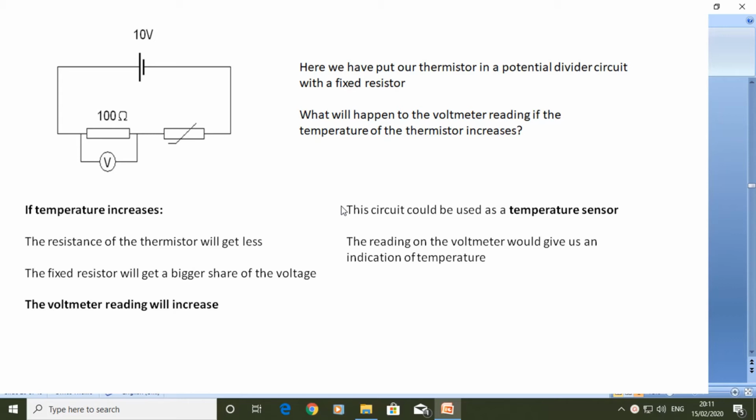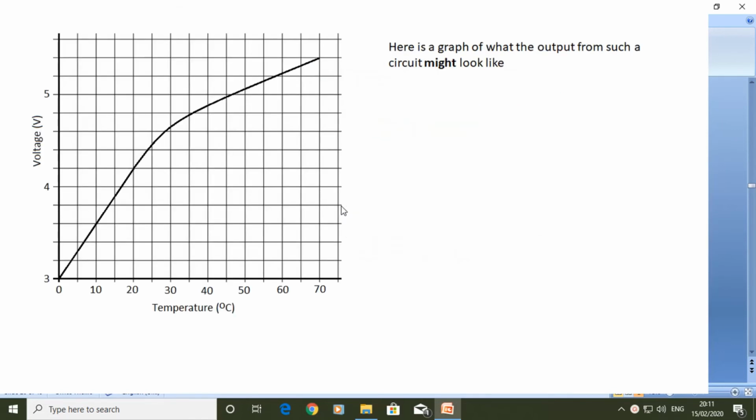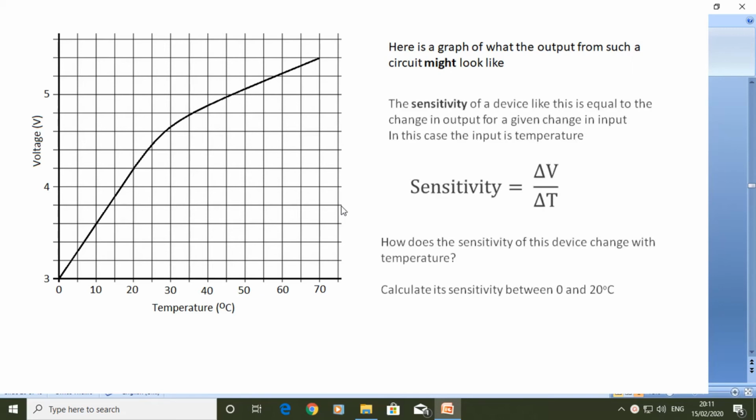What we've made here is a temperature sensor. If the temperature increases, then the voltmeter reading goes up, and so the reading on the voltmeter gives us an indication of temperature. You might get a graph that looks something like this. This is the voltage, the voltmeter reading, if you like, against temperature. As I said, if it gets hotter, then the voltmeter reading goes up. And so this is my temperature sensor.